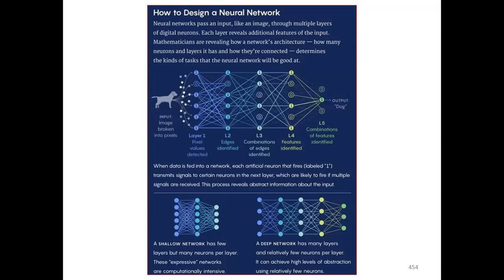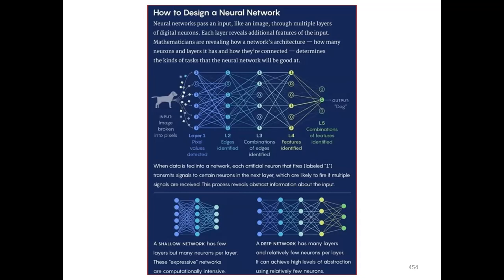Then layer 2, what are we doing? Edges we are identifying. Then layer 3, combinations of edges identified. Layer 4, what are we doing? Features identified. And layer 5, combinations of features identified. Finally, we recognize the output as a dog. So like that, I'm giving a number of inputs like dogs, cows, buffaloes.